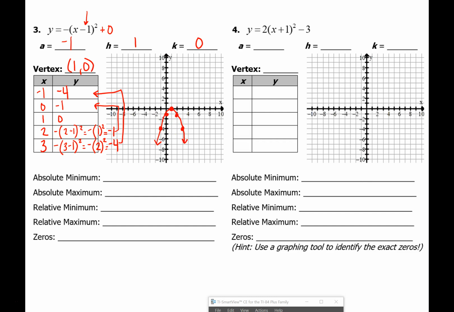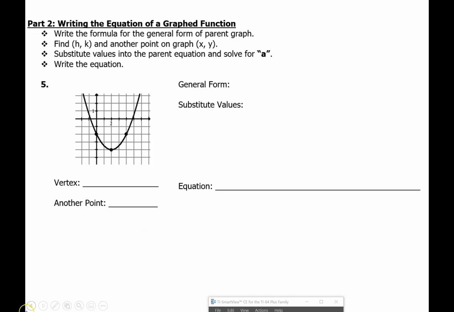Notice that this one goes down because of that negative a value. This one does not have an absolute minimum because the ends go down forever. There's no bottom. It does have a maximum this time though. The vertex is that maximum. Notice that the vertex is always going to be for a parabola either the minimum or the maximum, both relative and absolute, when we're working with quadratics. We don't have a relative min, but our vertex is our relative max as well. And our x-intercepts, our zeros, is 1, 0. It happens to be the vertex in this one too.